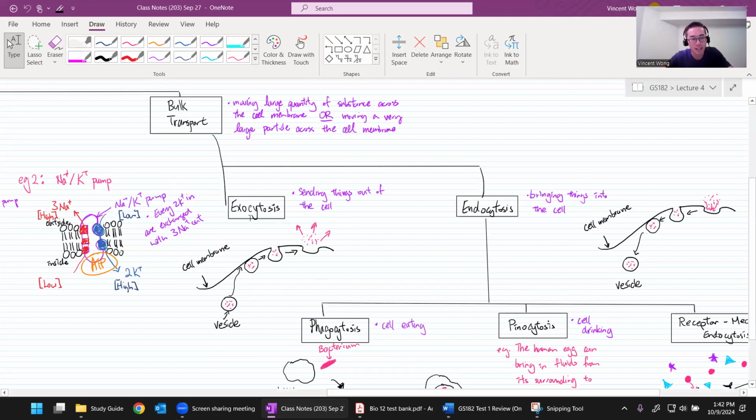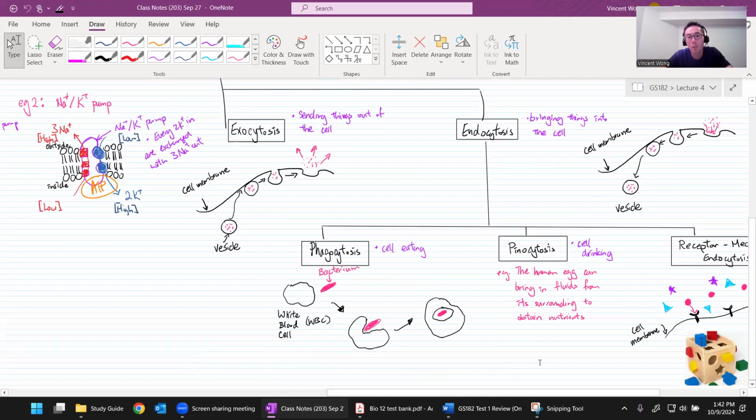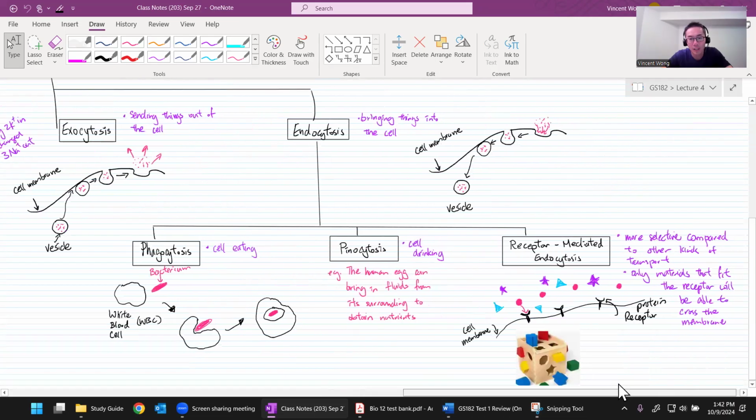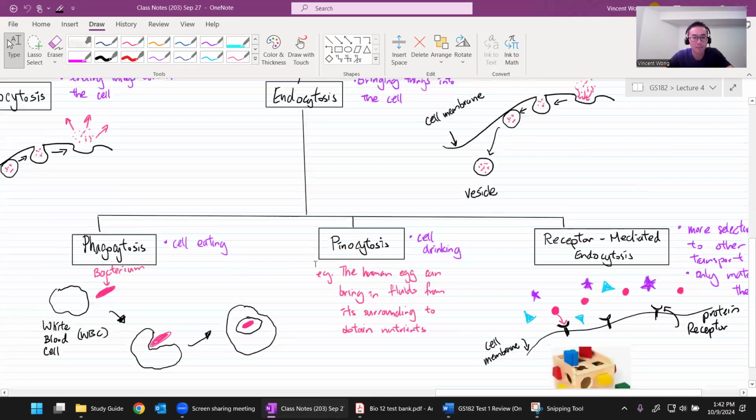The opposite of exocytosis is endocytosis, where you bring things in. If you bring a lot of materials into the cell, that's what you're going to do. But depending on what you bring in, there are different names for them. If you bring in a solid, like a bacterium, then it's called cell eating or phagocytosis. If you're bringing in just liquid, then it's pinocytosis.